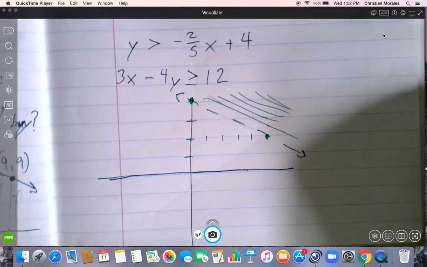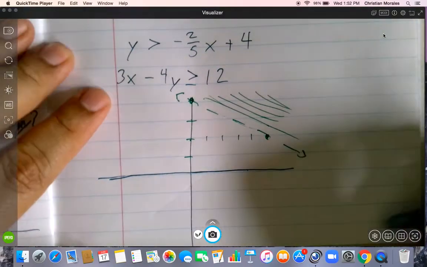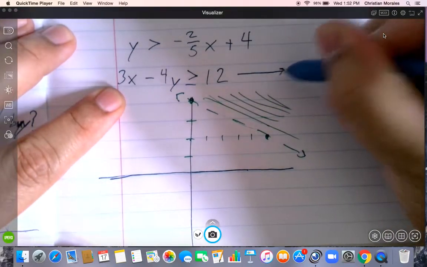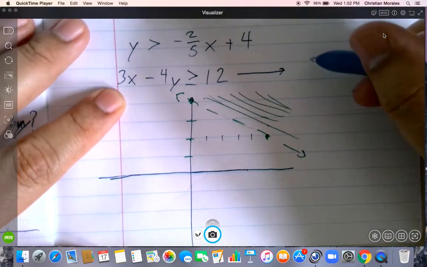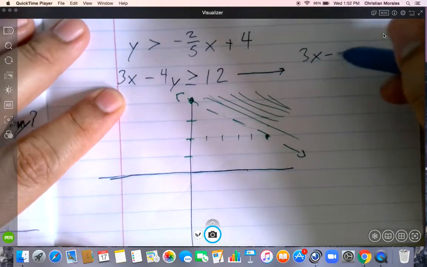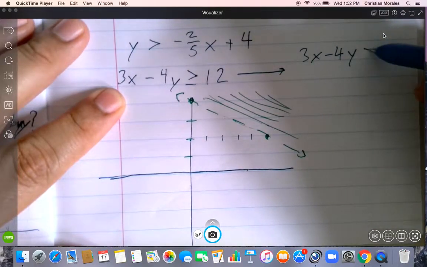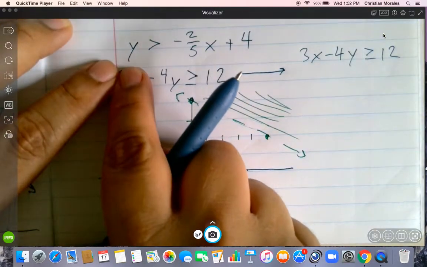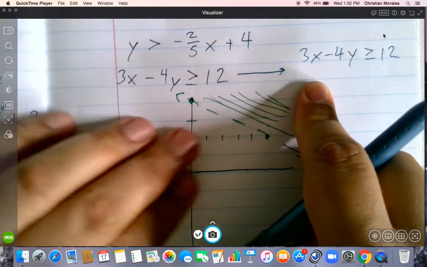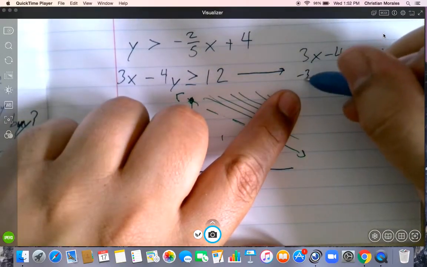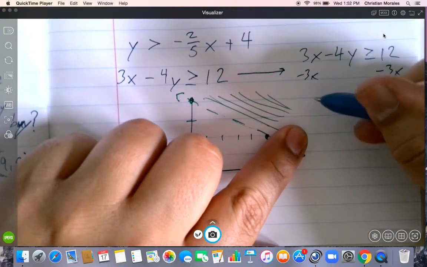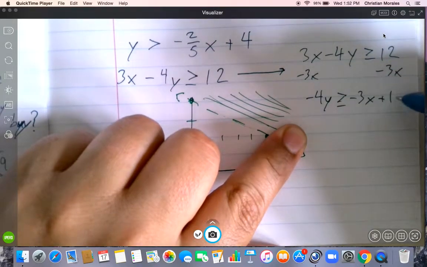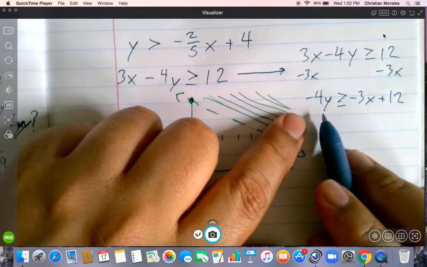Okay. All right. Now here's another problem. I can't graph that. I need to change the way that looks. So I need to take 3x minus 4y greater than or equal to 12, and change it to make it look like this one, y = mx + b. I'm going to start by moving 3x. I move 3x. I get negative 4y is greater than or equal to negative 3x plus 12. I need to divide by negative 4.